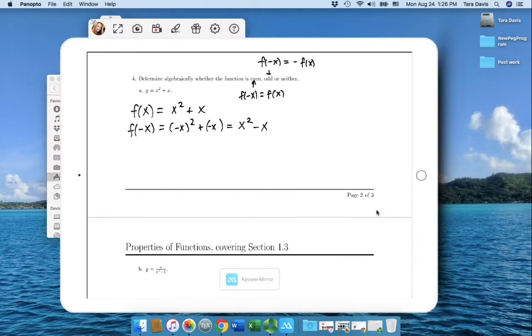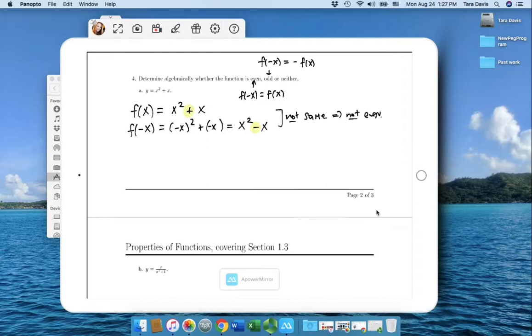Firstly, we look and see if these two are exactly the same or not. If they're exactly the same, it's even. And if they're not exactly the same, it's not even. You can see that this one has a plus on it and this one has a minus on it. Because these are not the same, the function is not even. But just because it's not even does not necessarily mean it's odd. It could be odd or it could be neither.